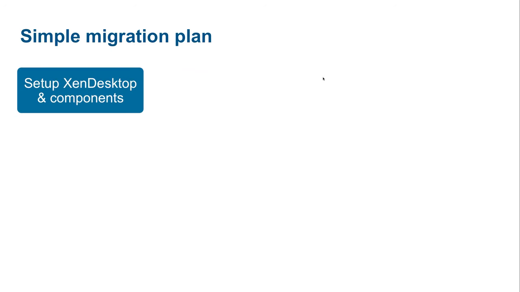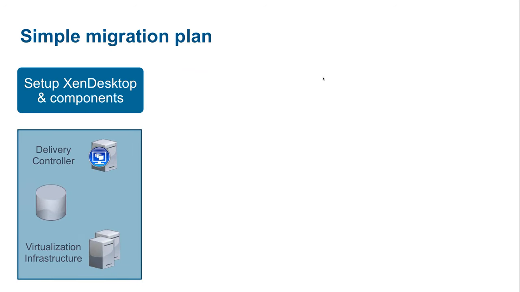So, simple migration plan, right? Everything in this business should be simple. First thing you do, you set up the components of XenDesktop, your delivery controllers, the virtualization infrastructure. What's beautiful about that is that the virtualization infrastructure really is driven by what's right for your organization. That virtualization infrastructure could be VMware vSphere. It could be Citrix XenServer. It could be Microsoft Hyper-V. Any of these are supported, and really the decision there is what's right for your organization.